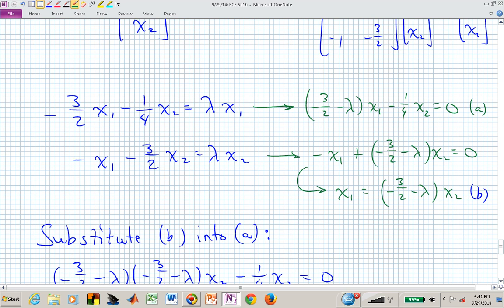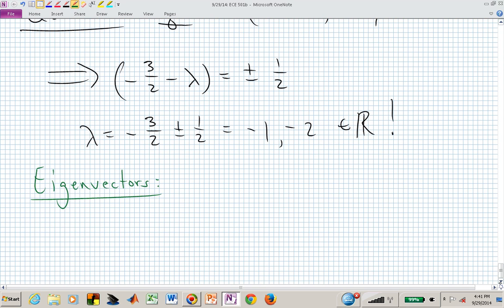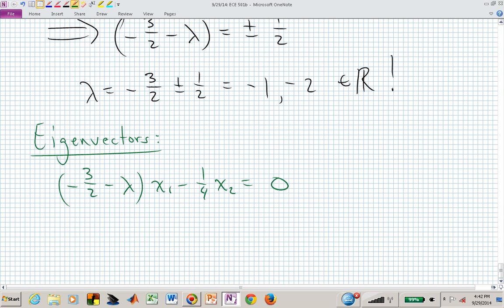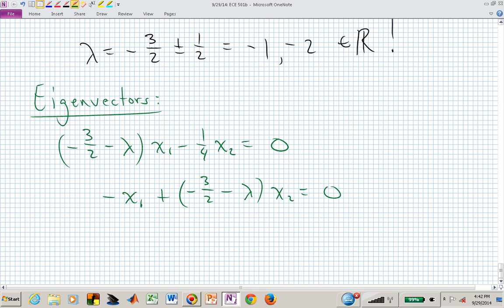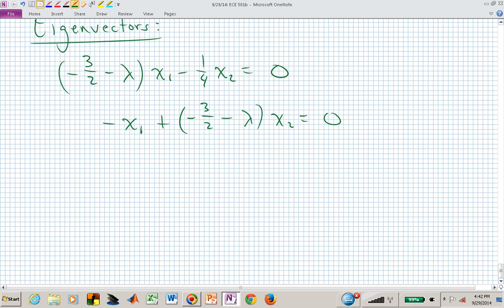So if we look at the first equation, minus 3/2 minus lambda x1 minus 1/4 x2, let's start with that. That needs to be true for x1 and x2. Or we also have minus x1 plus minus 3/2 minus lambda x sub 2 equals 0. Those were our two equations. We can now put that into a matrix structure.